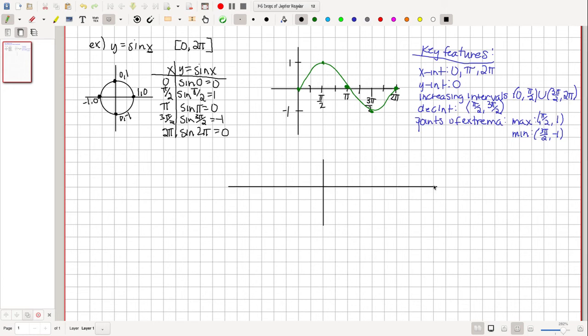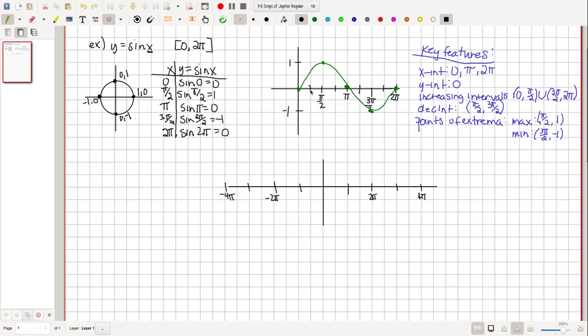Okay, so what I'm going to do on this one is I'm going to kind of scrunch it up a little bit. Let's count by pi's on this one. So this would be 2 pi. This would be 4 pi. Same thing over here. There's negative pi. This would be negative 2 pi. Negative 4 pi.